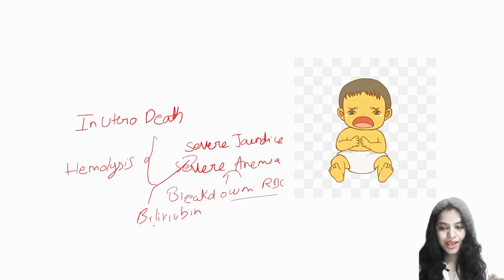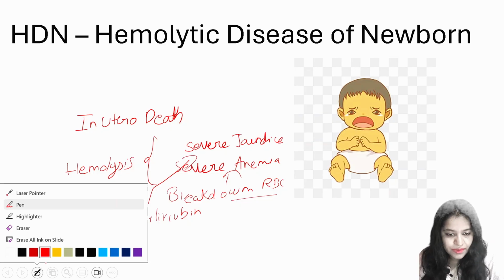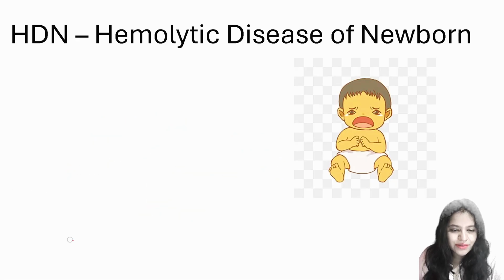Clear till now? Now this whole thing is called erythroblastosis fetalis or hemolytic disease of the newborn. Okay, it's a very common short note in your exams. Now, do you think this could have been prevented just after the first delivery? Well, it could have been.